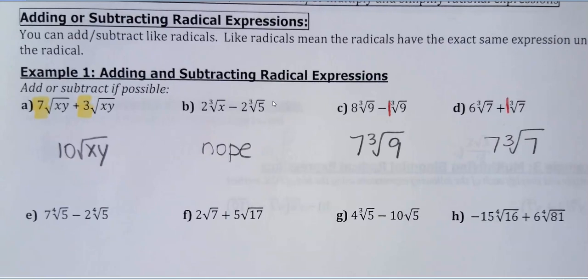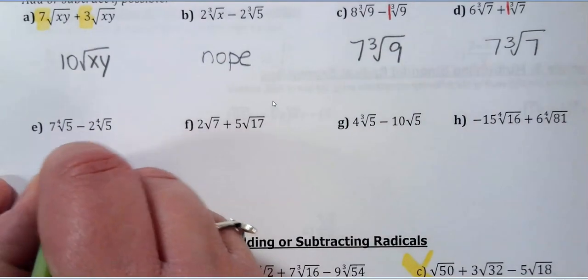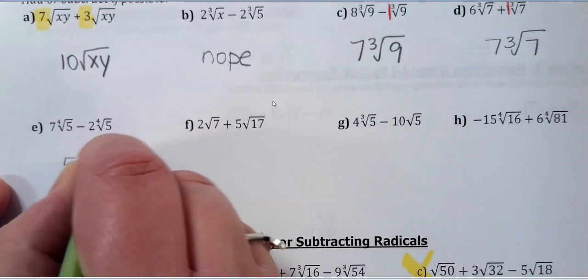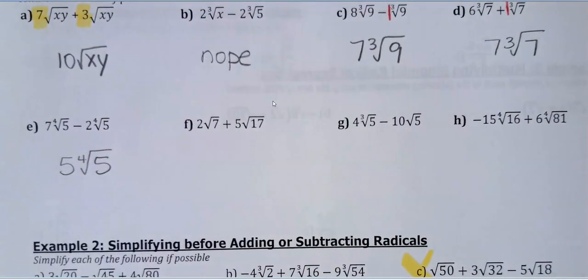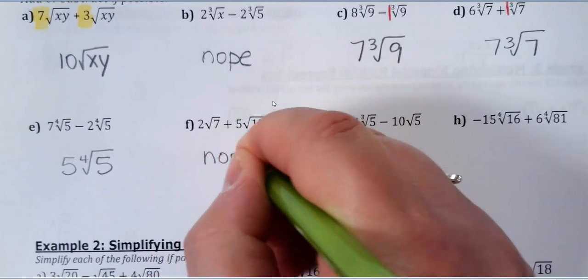Okay, if I do 7 fourth roots of 5 minus 2 fourth roots of 5. How many roots of 5? 5. So just do 7 minus 2, 5 fourth roots of 5. Do not change what's under the radical. Can I do the next question? Nope, not like radicals. They don't break down. You would want to check that real quick before you said no. But 17 and 7, neither one breaks down, so cannot do that one.